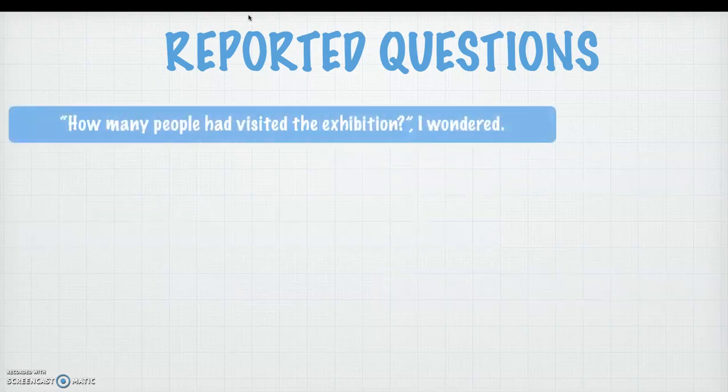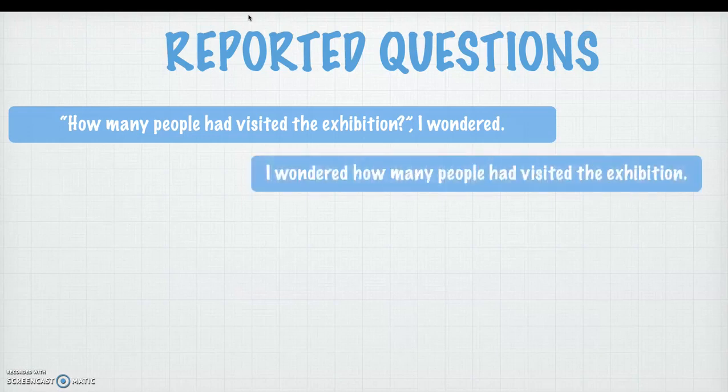"How many people had visited the exhibition?" I wondered. I wondered how many people had visited the exhibition. No change here because how many people is the subject that comes before the verb. The verb is in the past perfect and it doesn't change into anything. It stays the same. So I wondered how many people had visited the exhibition. Easy, yes?